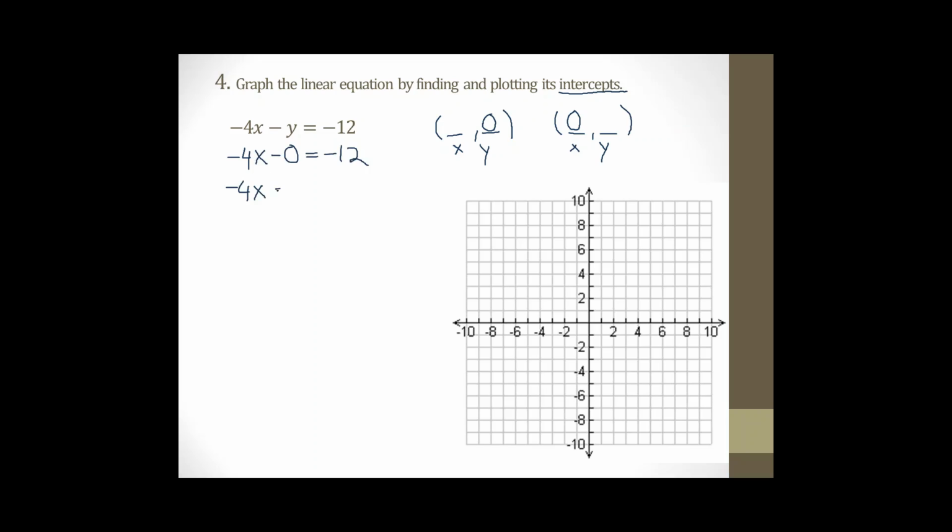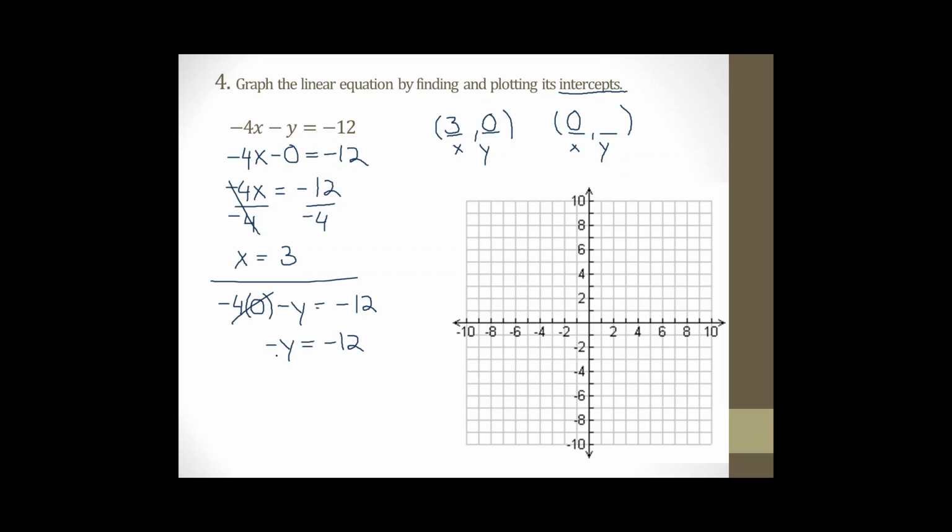So I can just take out the 0 and then divide both sides by -4. So x equals +3. And then finding my y-intercept, now I have to plug in a 0 for x. And -4 times 0 is just 0. So I'm left with -y equals -12.